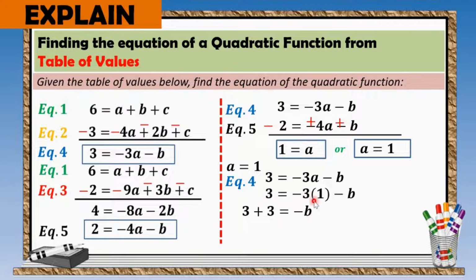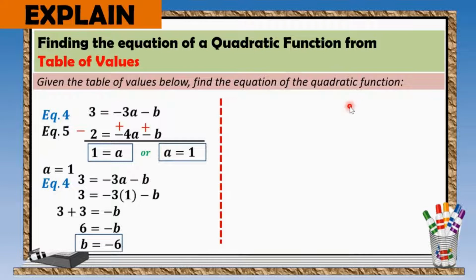So, remain pa rin yung negative B. Ang nilipat lang natin is si negative 3. So, 3 plus 3 is 6 equals negative B. Since ang goal natin is kunin yung value ng positive B, divide both sides by negative 1. So, therefore, B is negative 6. So, ito pa rin yung solution natin sa left para guided pa rin kayo.